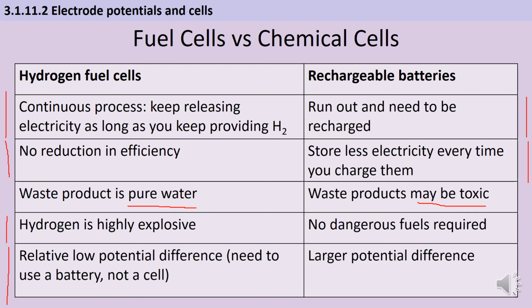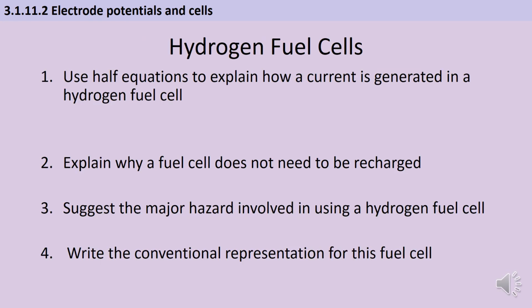Whereas typically your chemical cells are able to produce a larger potential difference, and you could use it as just an individual cell. Just before we get to alternatives for hydrogen as a fuel for fuel cells, pause the video and make sure you're okay answering these.